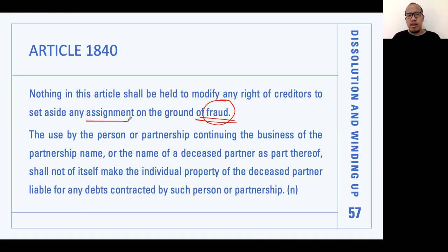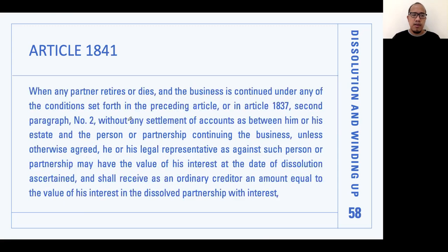But in any case, ang point ng 1840, if that will be the case, then hindi na mag-a-apply yung rule natin nung nabanggit kanina that if a person who is not a partner allows a partnership to use his or her name as part of the partnership name, and that third person, even if he or she is not a partner, will be subject to the liabilities or obligations of a partner. 1840 is an exception to that rule. In case there is a deceased partner, hindi na magiging liable yung deceased partner for the obligations of the continuing partnership.